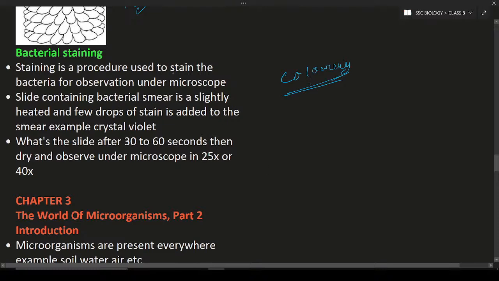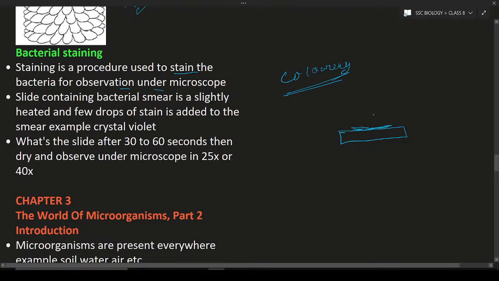Staining is a procedure used to stain the bacteria for observation under the microscope. First of all, take a slide and make a smear. A smear is nothing but a thin layer or film of the bacteria. Slightly heat the slide. If you heat the slide slightly, this layer of the bacteria is going to fix to the slide. After fixing, we have to add a dye.